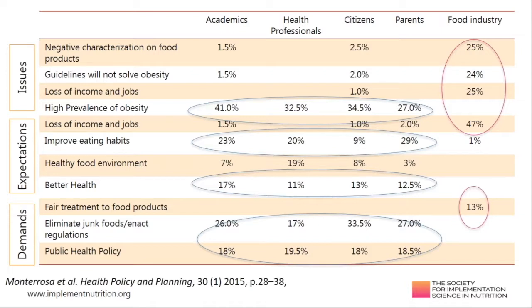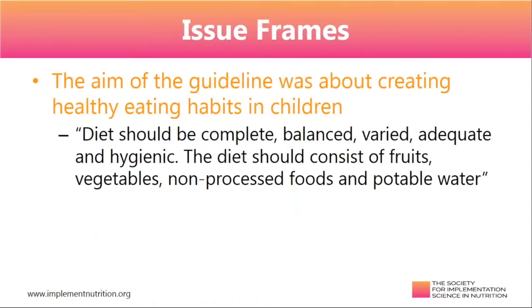So what do these findings mean for implementing the guidelines? Well, essentially we have 2 divergent perspectives. The guideline was acceptable and appropriate to parents, health professionals, the citizens, and academics, but it was not appropriate and it was not acceptable to industry. Now, this is not an unexpected finding. And in fact, some would argue this is quite an obvious finding, and it is.